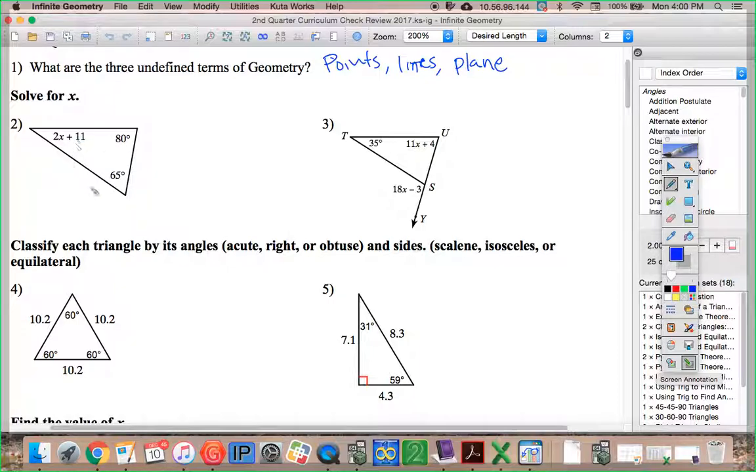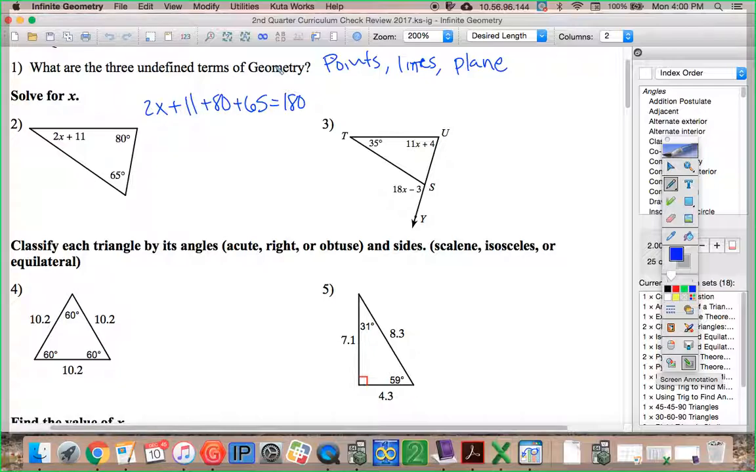On this one, we're using the triangle sum theorem, which says that all these angles in a triangle add to 180. So the algebraic way to set that up is 2x plus 11 plus 80 plus 65 equals 180. Now, I would probably just subtract 80 from 180 and get 100, then subtract 65 and get 35, and set it equal to that. But either way is fine. You're doing the same thing.